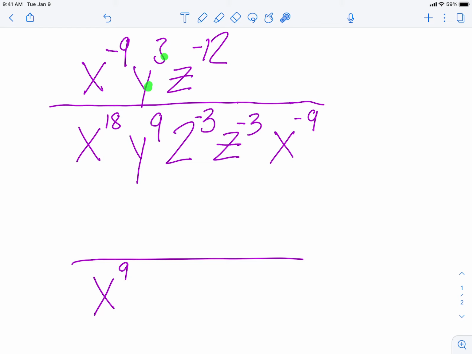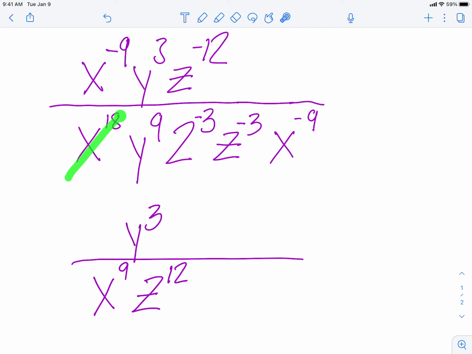This y to the third is already positive, so it's going to stay on top. This z to the negative 12 is going to come down and become z to the positive 12. Okay, so I'm done with that one, that one, that one. Let's take care of this one now.